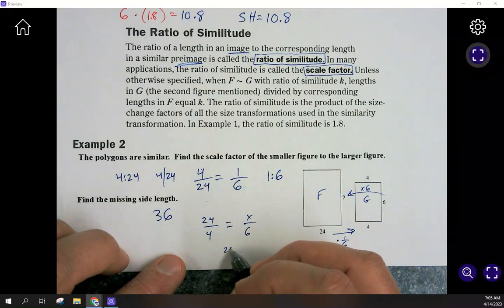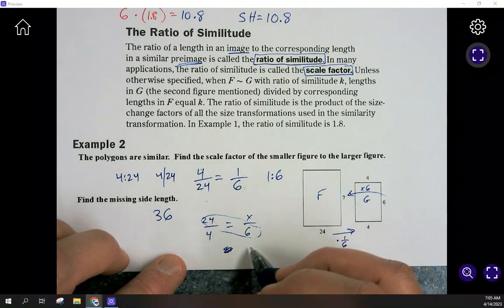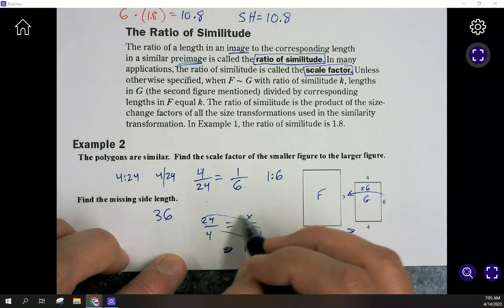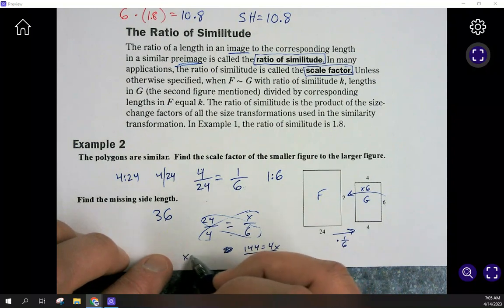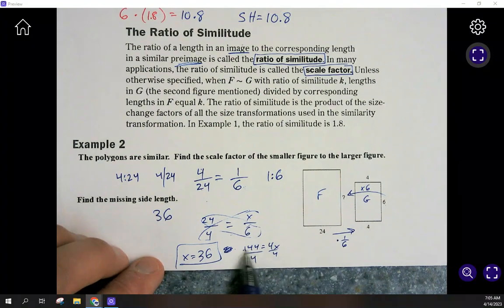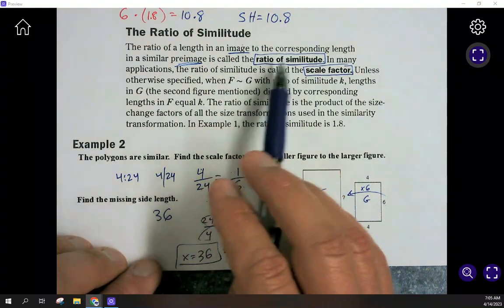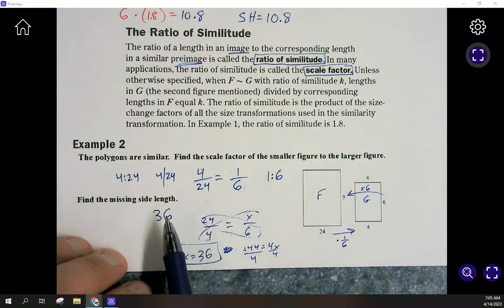And then you can go ahead and multiply 24 times 6. So 24 times 6, if we cross multiply right here, is 144. It's going to equal 4x here. And then when you divide by 4, x equals 36. So you can solve this by setting up a proportion, or you can just look directly at the scale factor, the ratio of similitude, and just use that number as a product to get there.